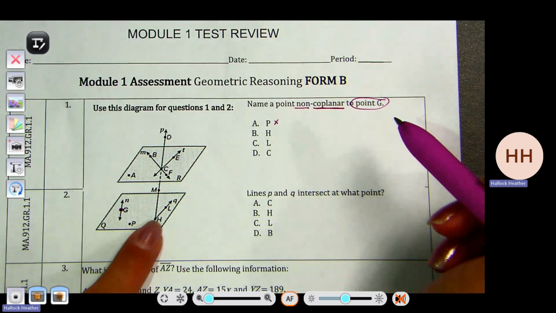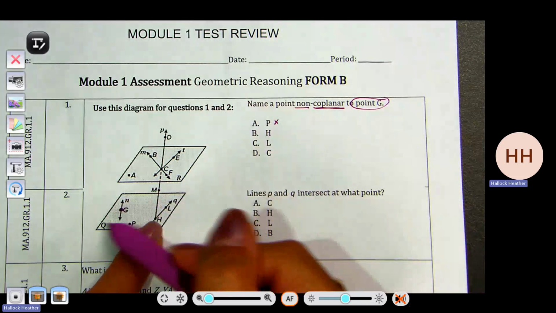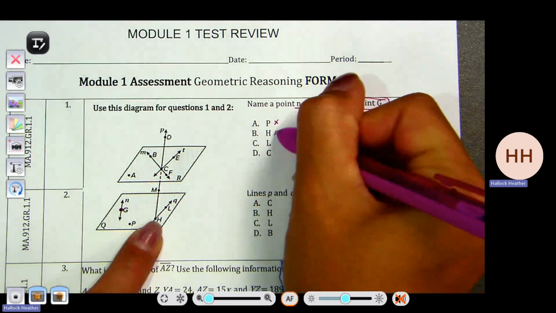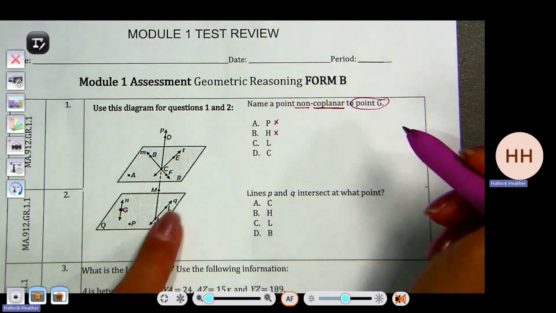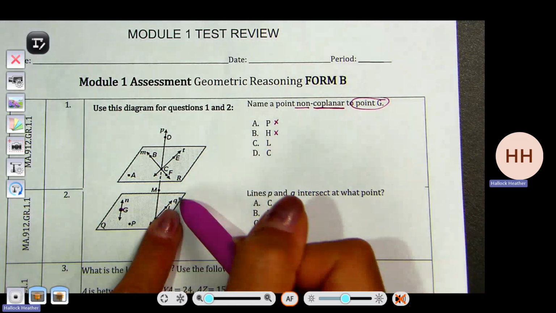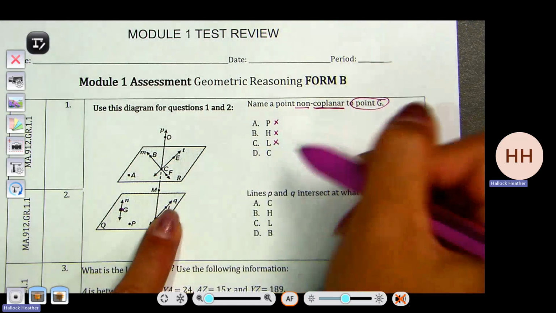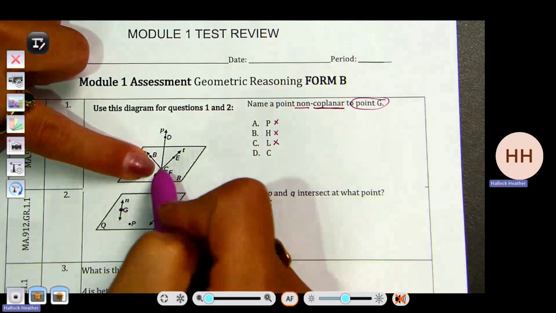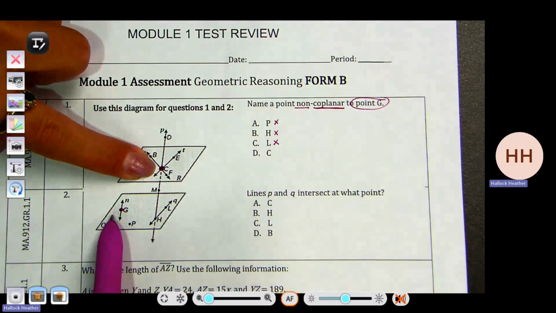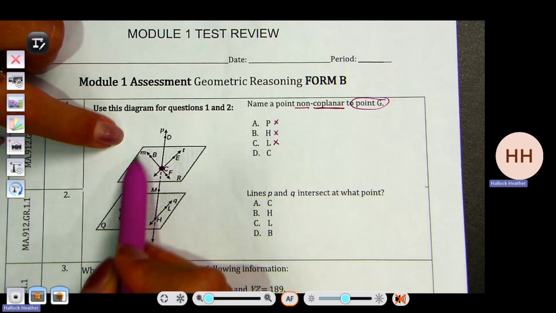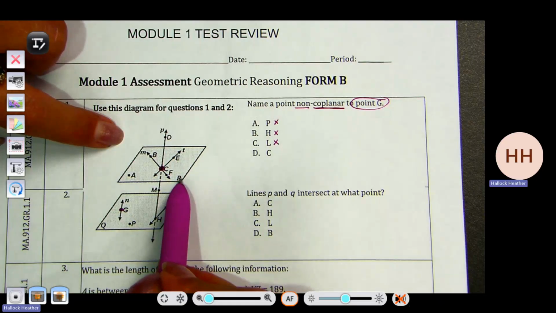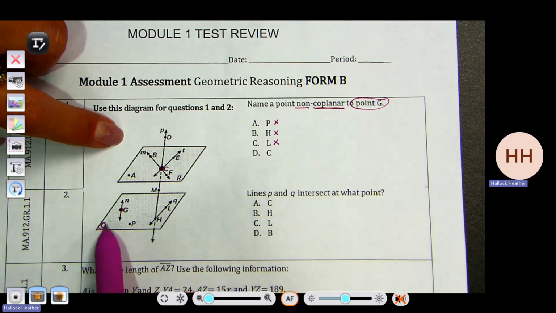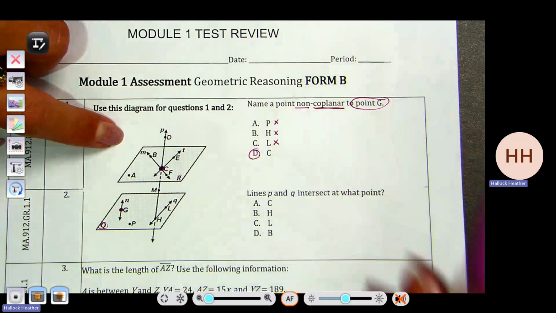H is here. That is on the same plane, so that will not work. L is right here. That's still on the same plane, so that's not going to work. C, where's C? C is over here. That is the only one that's on a different plane. That is on plane R, because R represents this plane. Q represents this plane. So C would be the answer.